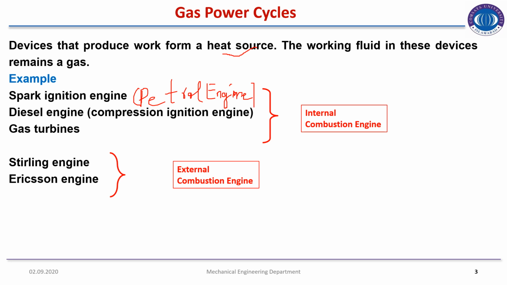We will discuss in detail what spark ignition is, why they are known as spark ignition, and why the diesel engine is known as the compression ignition engine. Then we will discuss a little about gas turbines and how they work, and when we discuss the external combustion engine, we will be discussing the Stirling engine and Ericsson engine as well.